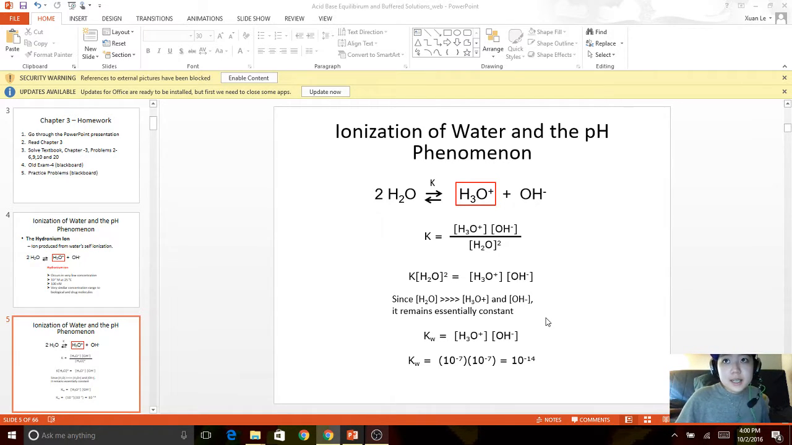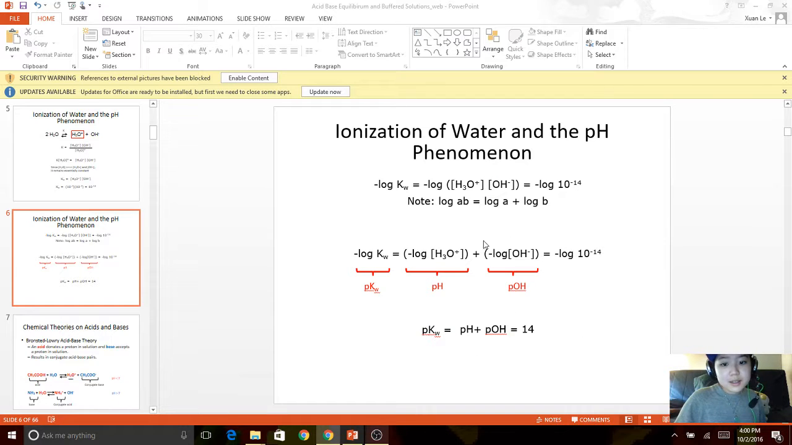So we say that Kw, which is the equilibrium constant of water, is going to equal 10 to the power of negative 14, but writing 10 to the power of negative 14 is a little much, and so we're going to take the negative log of these types of values and place a letter P in front of it. So we get pKw, pH, and pOH. And just remember that pKw is going to equal pH plus pOH, which is going to equal 14.